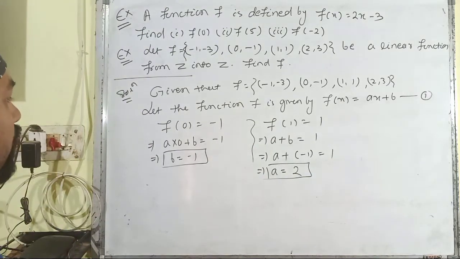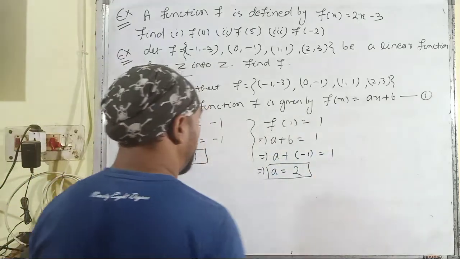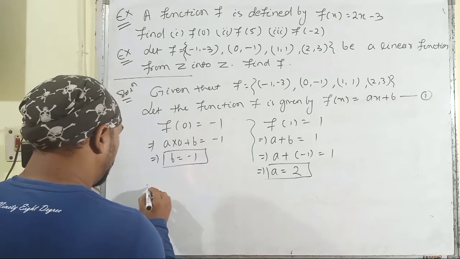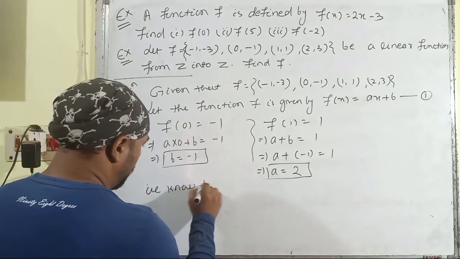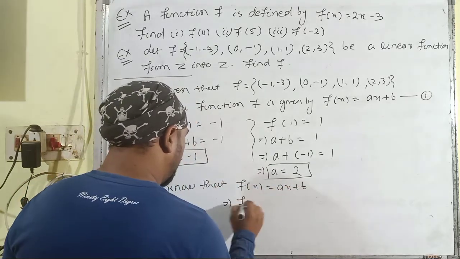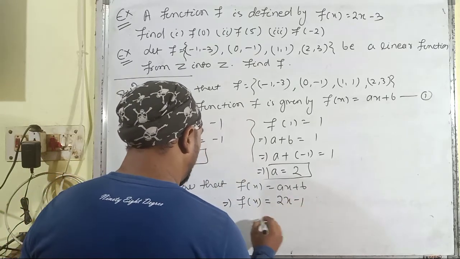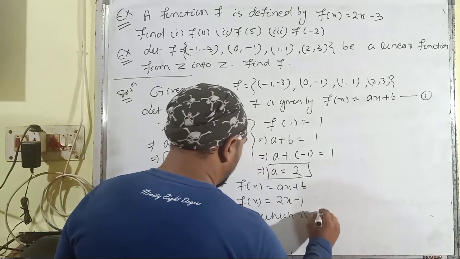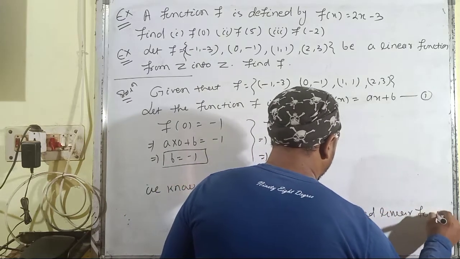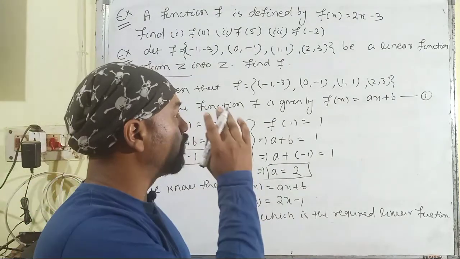So here we have evaluated the values of a and b. Now we have to again consider this function f of x, and we have to write down the required linear function here. We know that f of x is equal to ax plus b. That implies, by putting the values of a and b here, f of x is equal to 2x minus 1, which is the required linear function. So here it is all about the solution of the problem number 2 or example number 2.